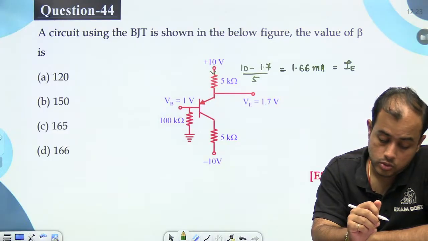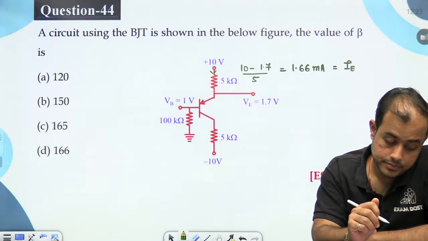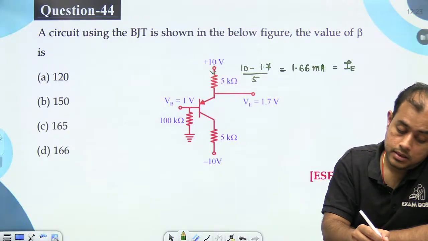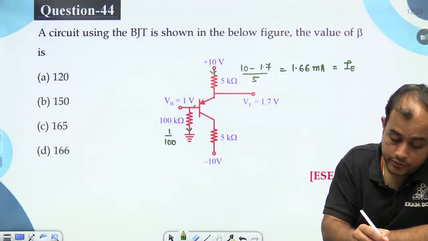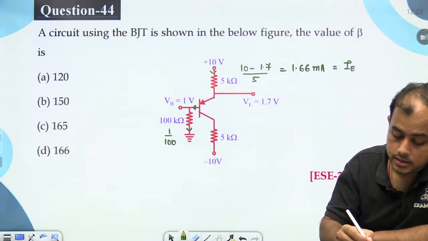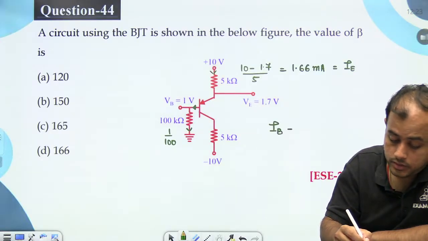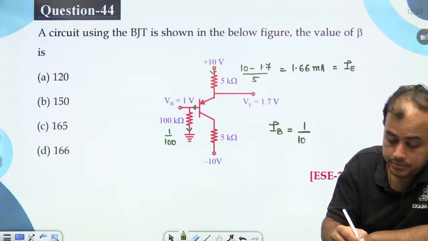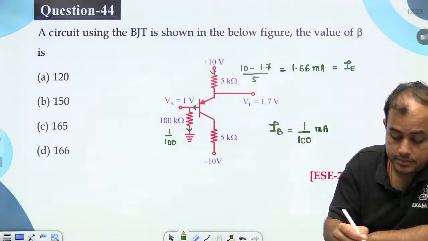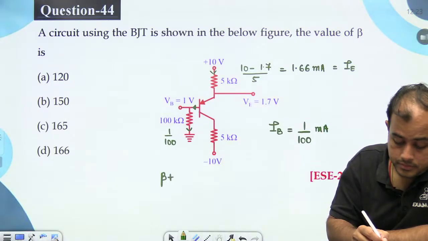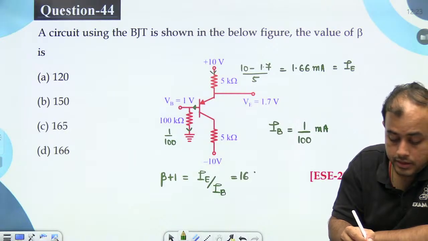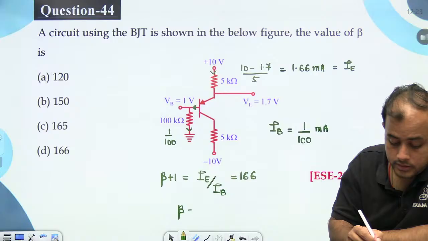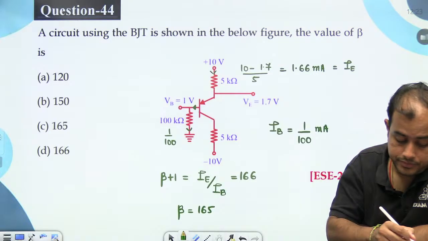Now how to calculate IB? You can say this is 1 by 100, and this is coming from here. So IB is 1 by 100 milliampere. Now beta plus 1 is IE by IB, which is 166. Therefore beta is 165.